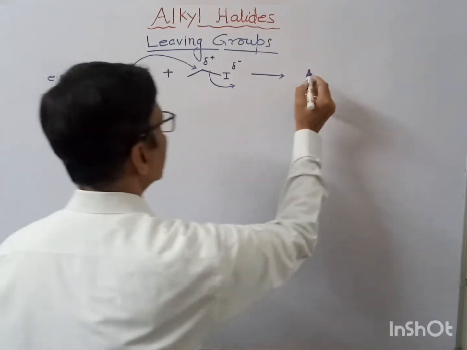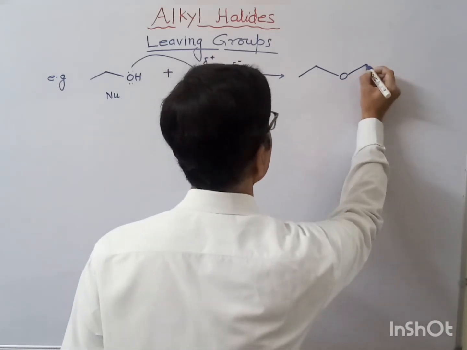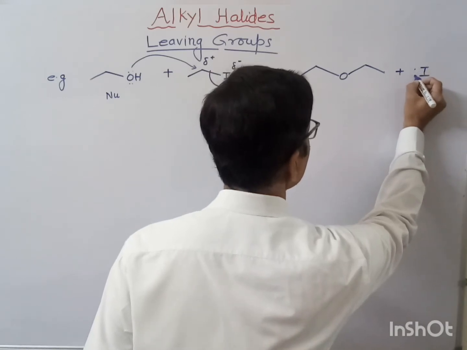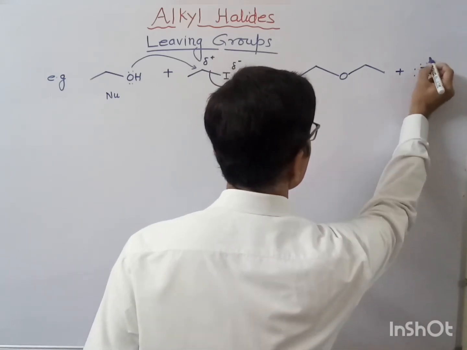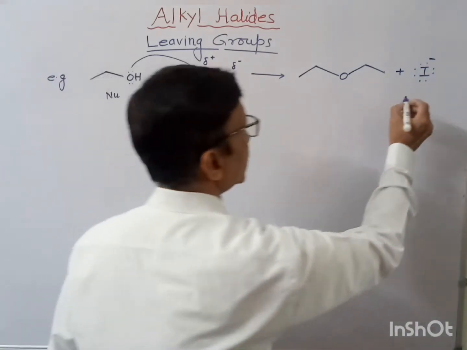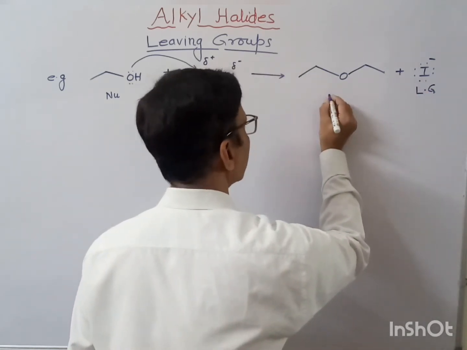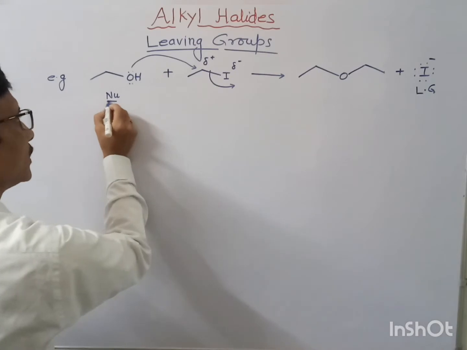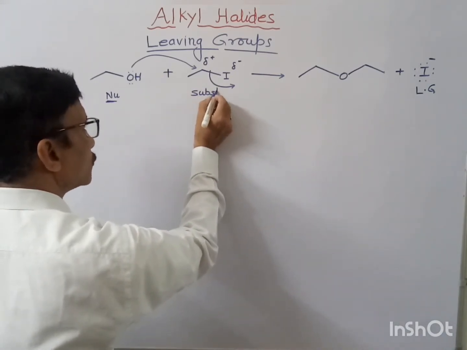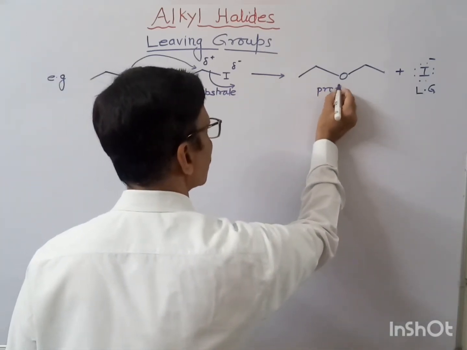So what would be formed? You will get the ether, plus the iodide ion that will leave out. This iodide ion which has left out is called the leaving group. This is the nucleophile, and this is our substrate molecule, and this is our product, the nucleophilic substitution product.